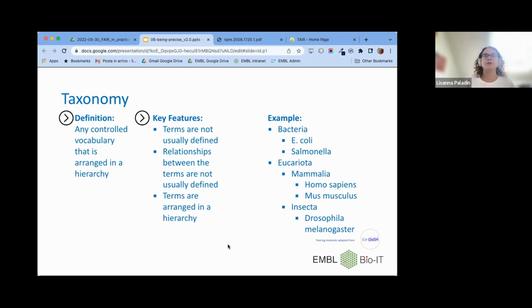A little bit more structured are taxonomies instead. Taxonomies are controlled vocabularies, but arranged in a hierarchy. So terms are not usually defined, but the relationships between terms are usually defined, and the terms are arranged in a hierarchy. For example, different species of bacteria are terms that belong to the larger category of bacteria, so this is a taxonomy.